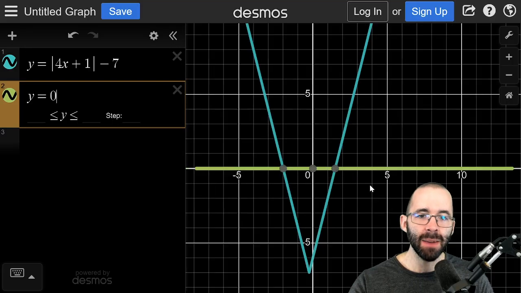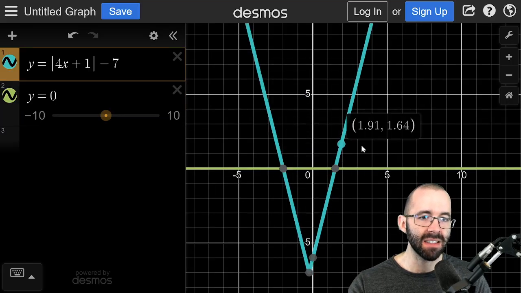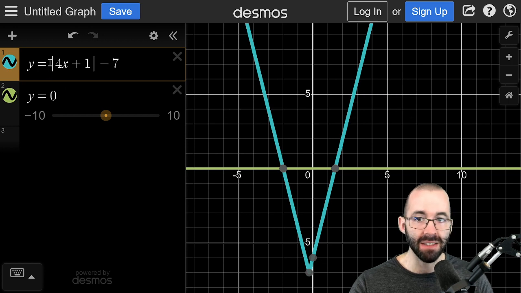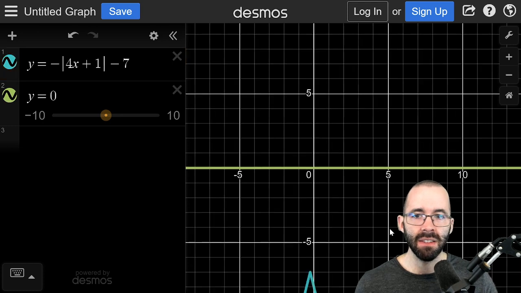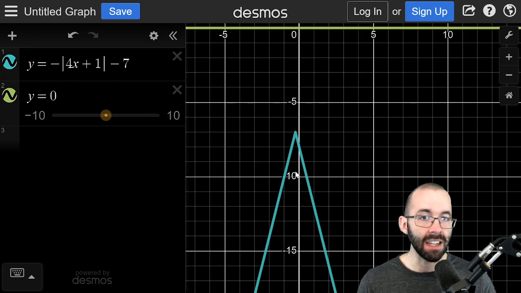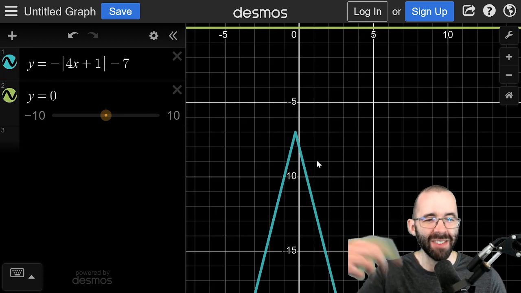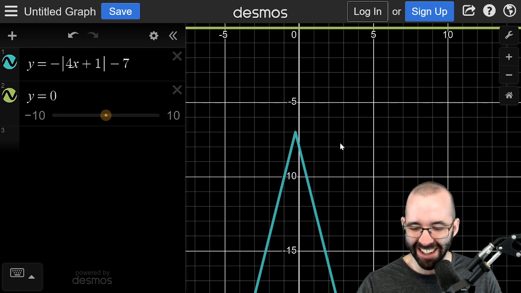Great. Absolute value functions always look like V's. They'll either look like positive V's if the absolute value is positive in front, or if we put a negative here, then it looks like a negative V. I mean, upside down V. Okay.